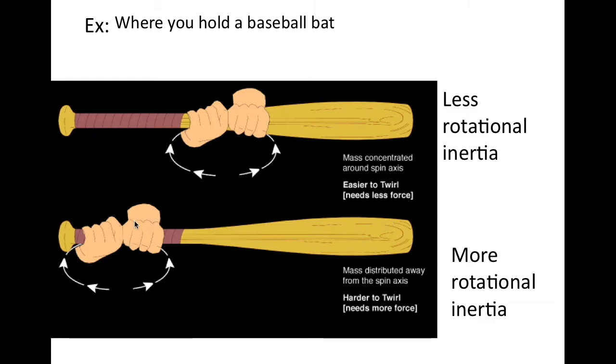The further away from the mass, so here is my axis of rotation, and most of the mass is up here on the other end, it is going to take more force in order to move this bat. Because it takes more force, we say that it has more rotational inertia.